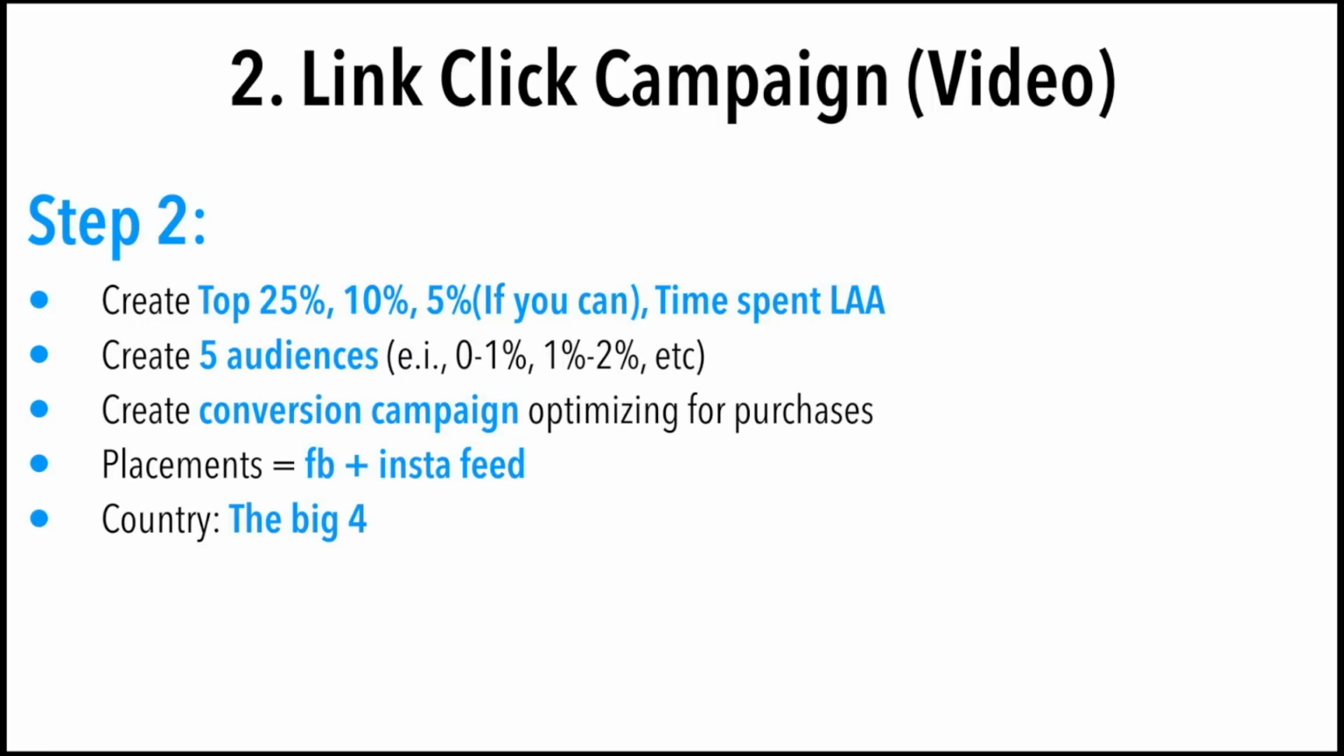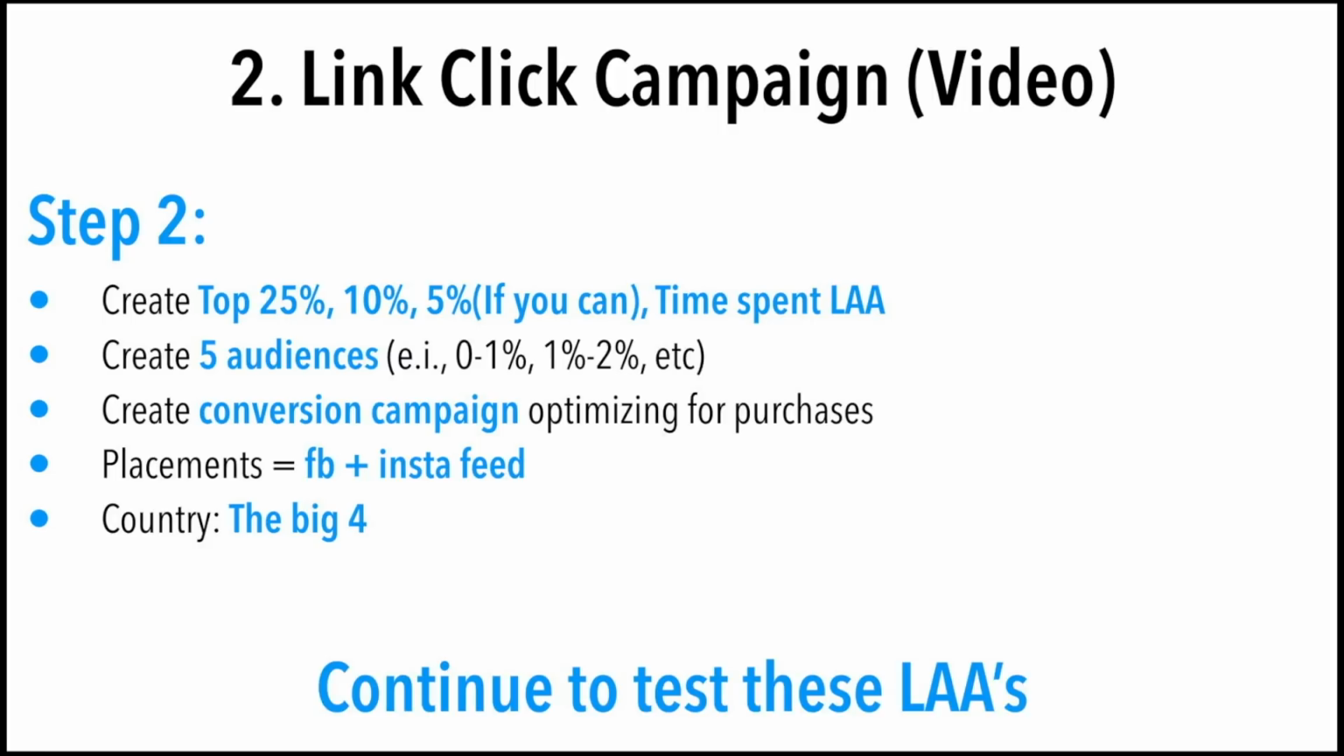And obviously, if you're only stopping at 250, you might have a hard time making a lookalike audience for all 4 of them. But whatever you can make a lookalike audience out of, that's what I recommend you do. And again, strategy here is just to keep testing these lookalike audiences on conversion campaigns.